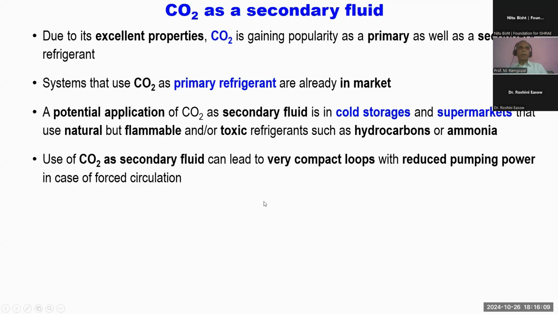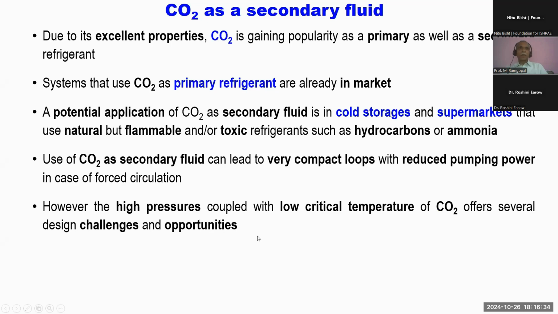So what is the advantage of CO2? I mean, why not water or brines? The analysis shows that if you are using CO2 as a secondary fluid, our loops will be very compact, and we can also reduce the pumping power to a great extent. So this is a major advantage of CO2 as a secondary fluid in comparison to other fluids like brines and all. So you have a very compact loop, and with much less pumping power.